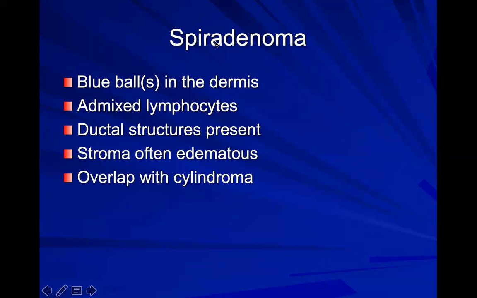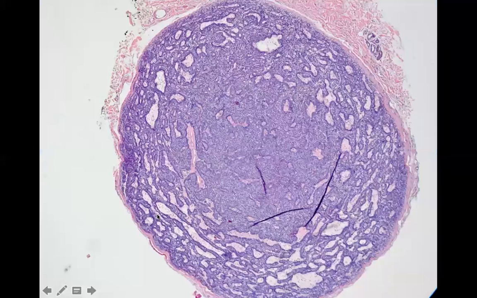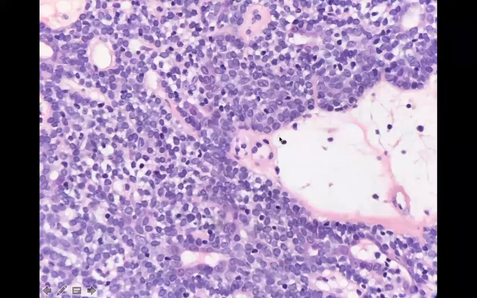Spiradenoma is a blue ball. Might have a lot of admixed lymphocytes. It's kind of like the ductal version of a lymphadenoma, right? And then the stroma can be edematous, a lot of overlap with cylindroma. So if it's more ball-like, then it's spiradenoma. See, very blue again. So see here, it's hyalinized, meaning it's this kind of nondescript, very uniformly pink stuff.